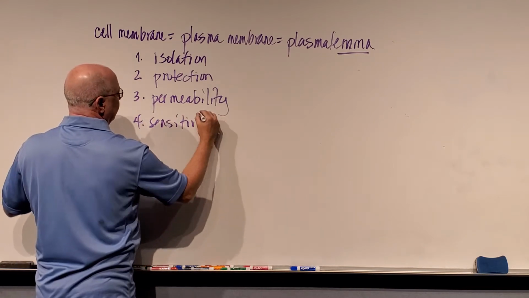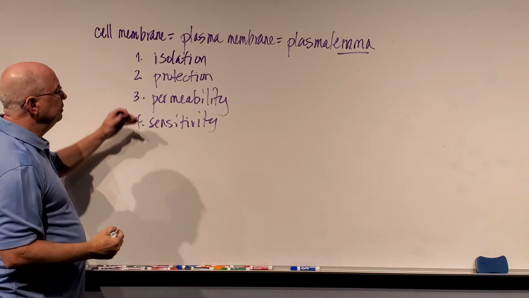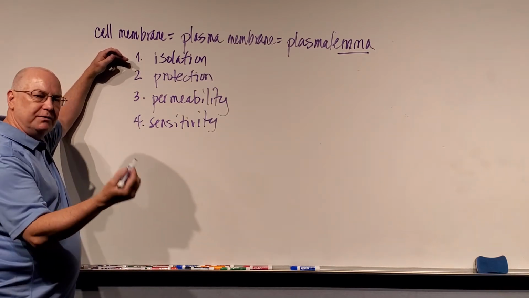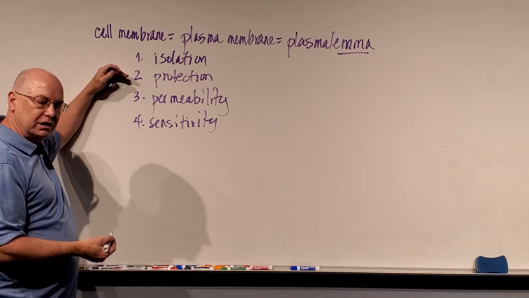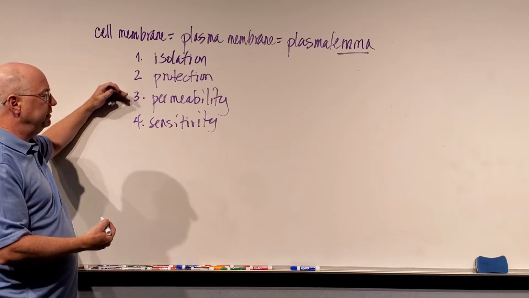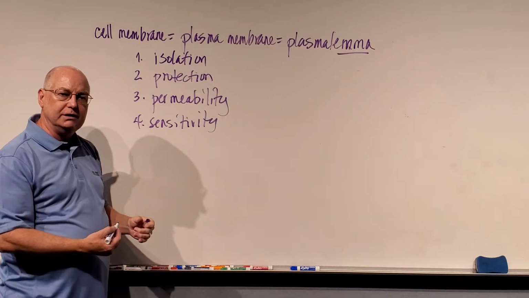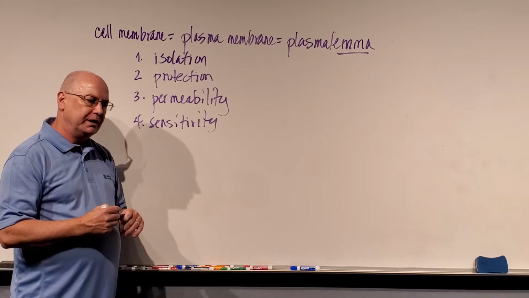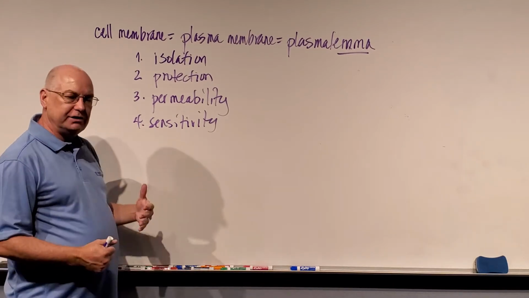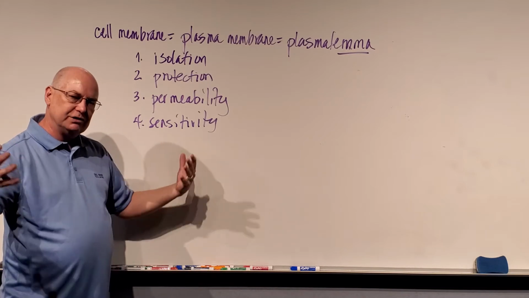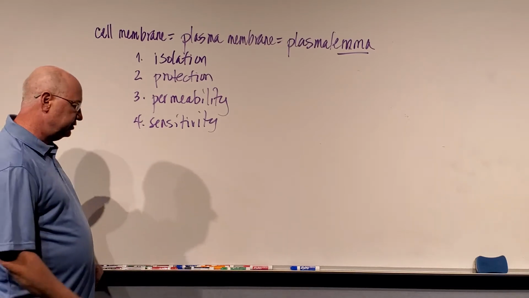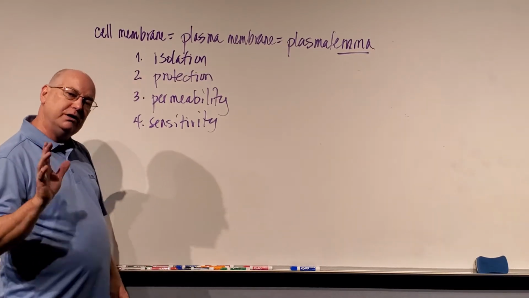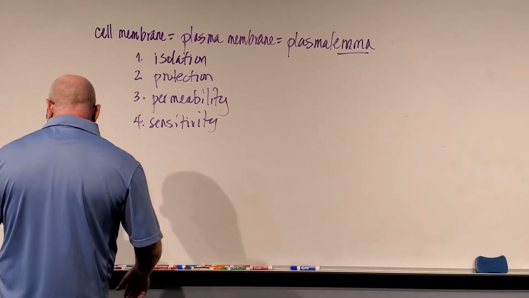So the cell membrane provides all of this for the cell. It isolates the inside of the cell from the outside world. It protects the intracellular environment from the extracellular environment. It does control permeability. Anything that passes into or out of the cell must pass through the cell membrane. And it provides sensitivity. It can sense or detect the presence of certain substances and other cells surrounding it. How and why is a really fascinating concept. We'll get to it hopefully one day.